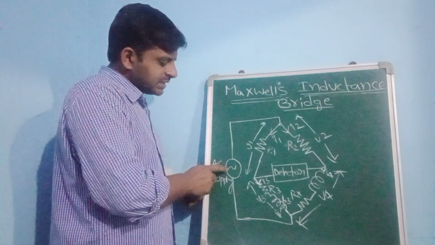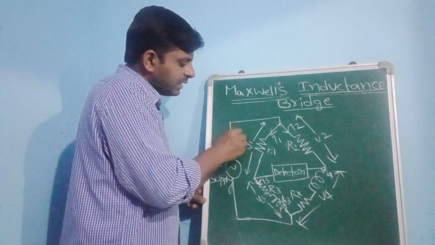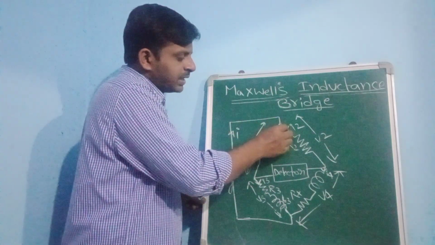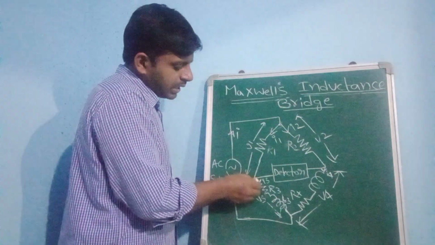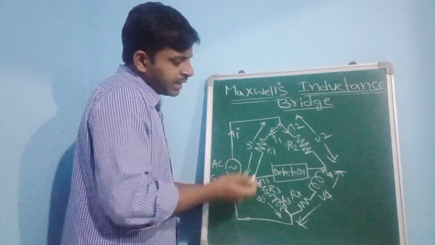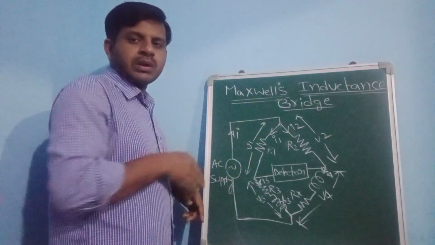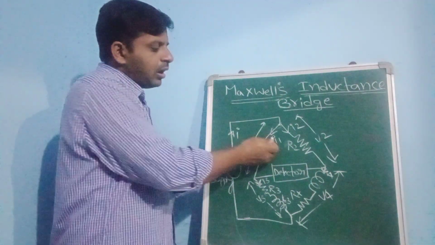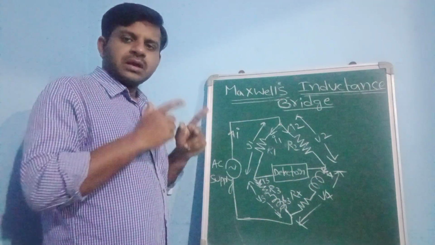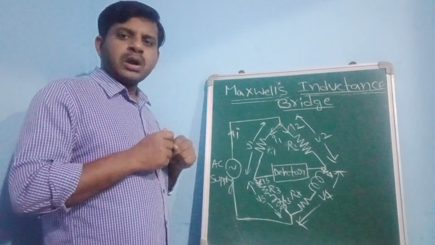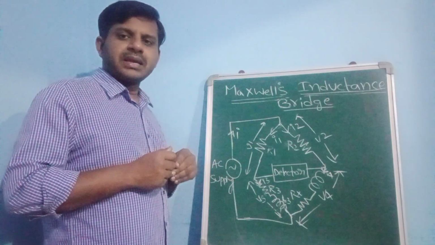Whenever the AC supply is given to this bridge, some current I will be flowing. This current splits into I1 on this side and I2 on this side, and I3 flows in this arm, and I4 is the current flowing here. Like that, the overall current divides into all the various arms of the bridge. We already know that for any bridge we ultimately have to find the balancing equation. So let us find it here.